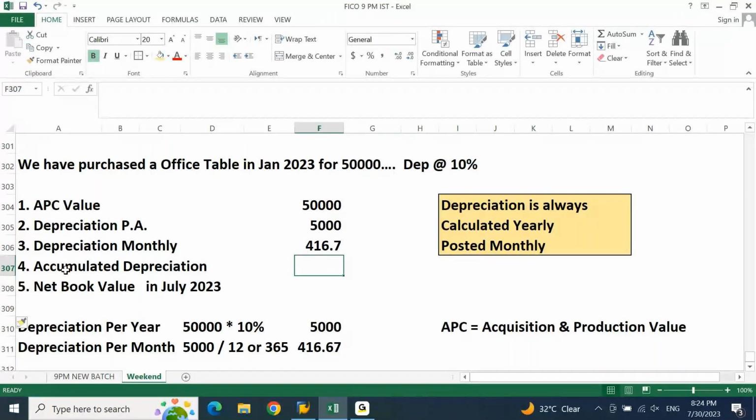January to July. From January to July, how many months? 7 months. So I need to charge this amount 7 times, correct? Yes, correct. Accumulated depreciation is nothing but every month, whatever you are charging, you are going to total everything, the total depreciation. This will be your 2917.